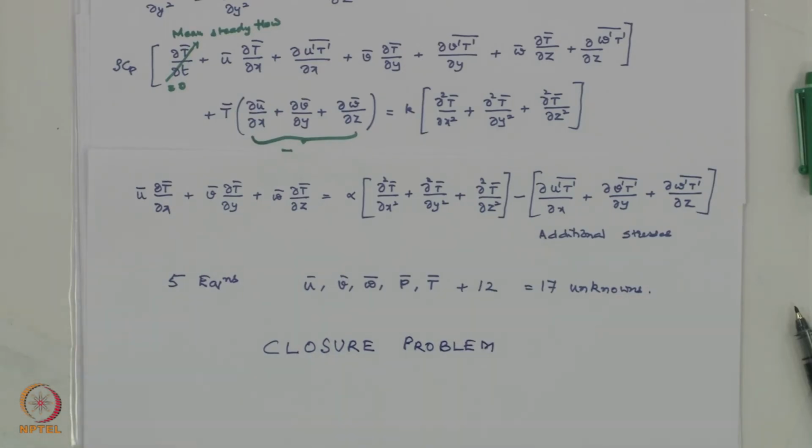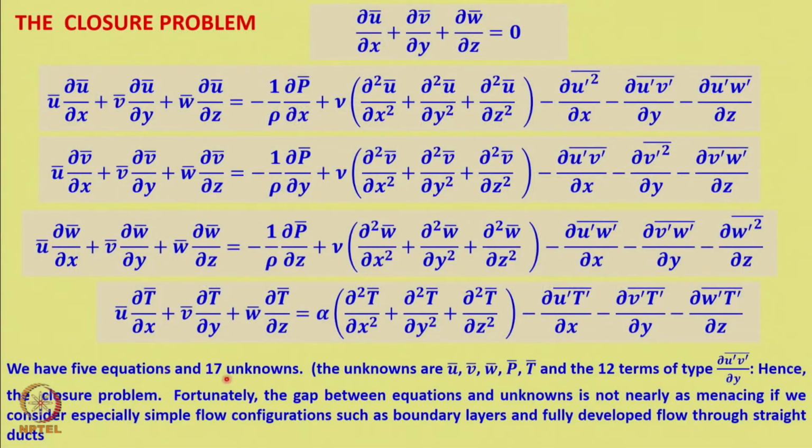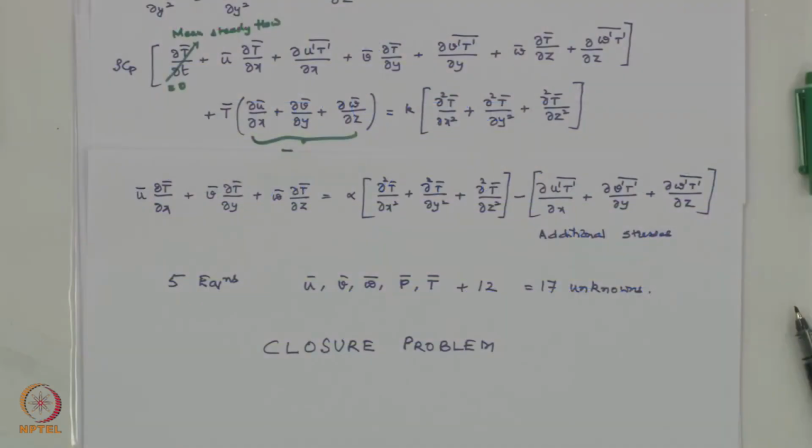So if I go back to my slides, we have 5 equations and 17 unknowns. The unknowns are u bar, v bar, w bar, p bar and T bar, and 12 terms of the type del by del y of u prime v prime bar, hence the closure problem. Fortunately, the gap between the equations and the unknowns is not so menacing, because if we consider a few simple flow configurations such as boundary layers and fully developed flow through straight ducts, we can get slightly closed form solutions.